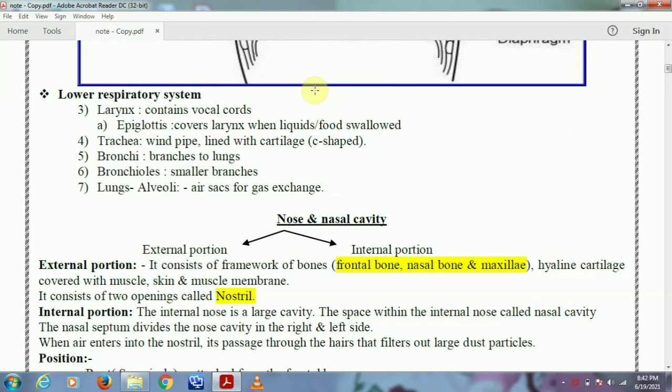Then another question comes from the external portion of the nose. The external portion of the nose is a framework of bone. What are the bones involved? Frontal bone, nasal bone, maxilla bone. Then the opening is called the nostril.